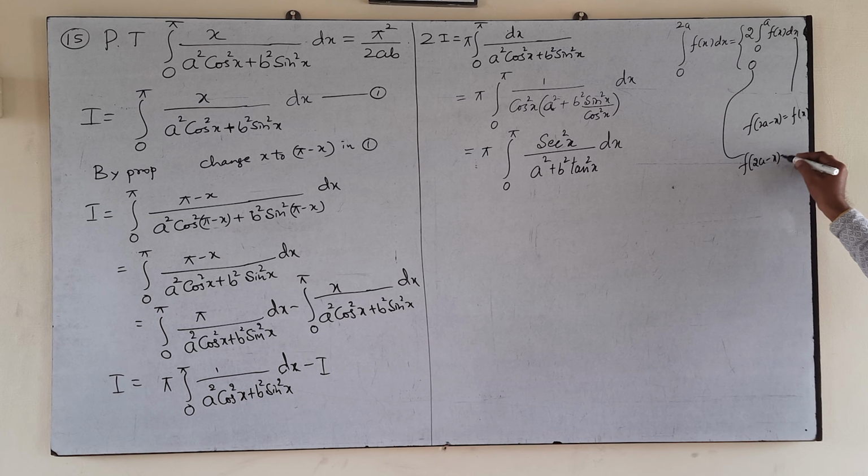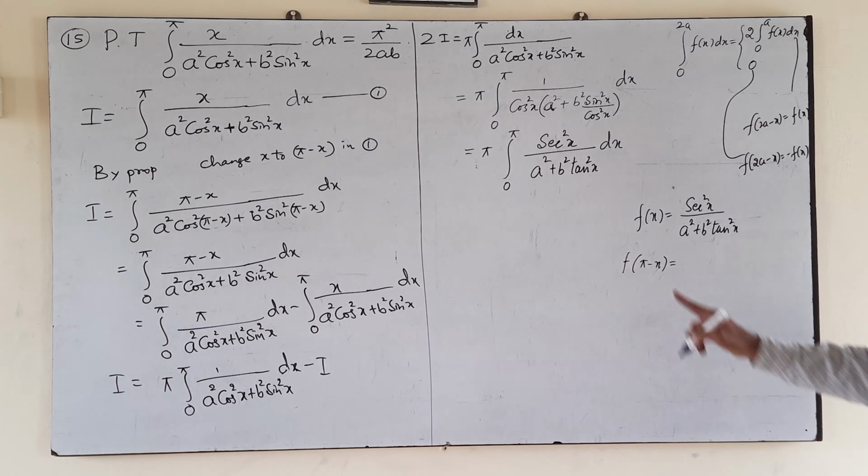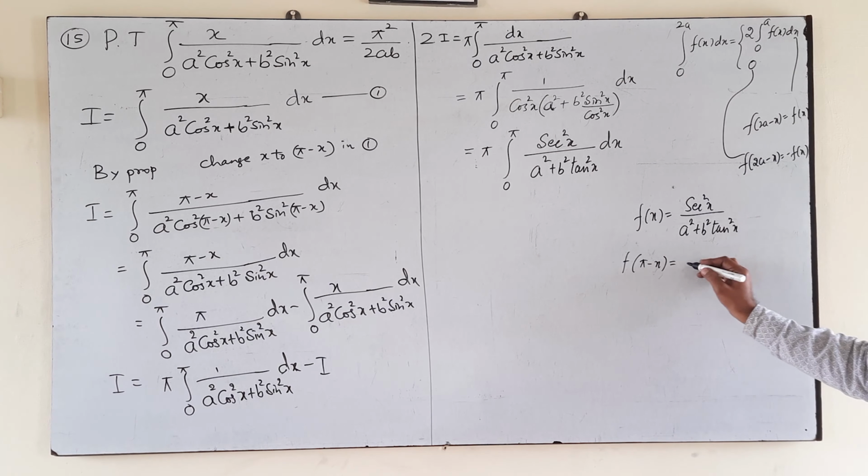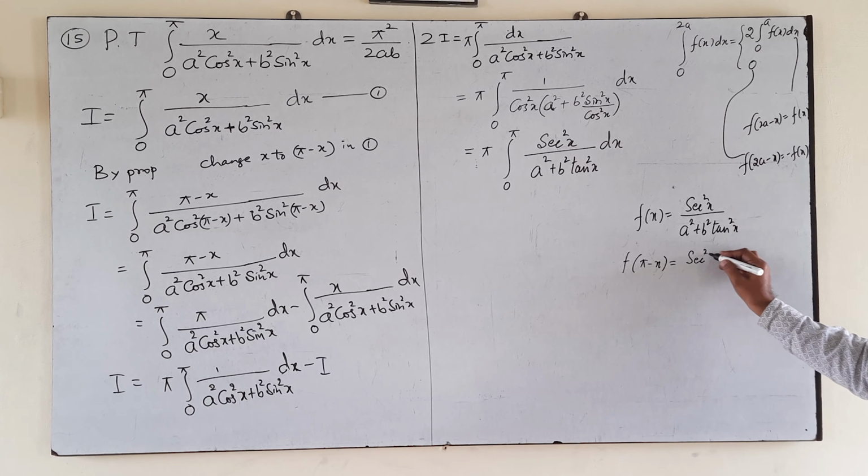In place of 2a, we have pi here. Now here take f of x. What is the f of x value? Secant square x divided by a square plus b square tan square x. Right? Now f of 2a minus x, in place of 2a we have pi here, so f of pi minus x, correct? In place of 2a we have pi, right? So pi minus x, put x equal to pi minus x. See what happens?